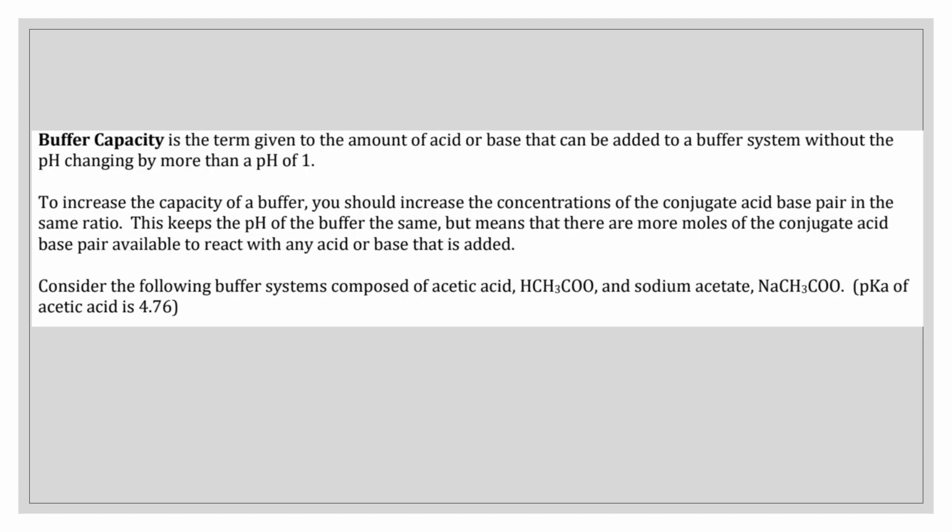So buffer capacity is the term that is given to the amount of acid or base that can be added to a buffer system without changing the pH by more than a pH of 1. To be able to increase the capacity of a buffer, you should increase the concentrations of the conjugate acid-base pair in the same ratio. This keeps the pH of the buffer the same, but that means that there are more moles of the conjugate acid-base pair available to react with any base or acid that is going to be added.